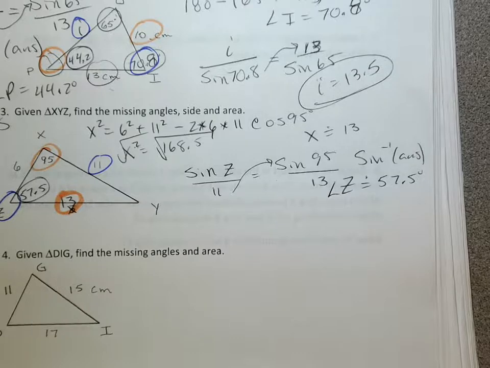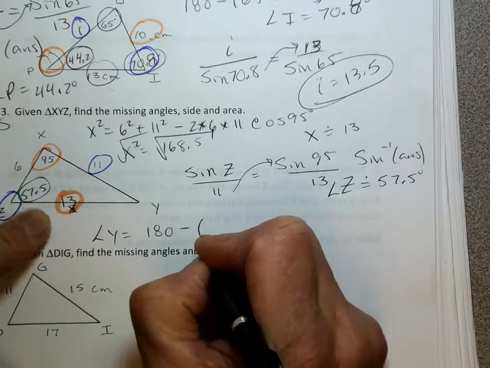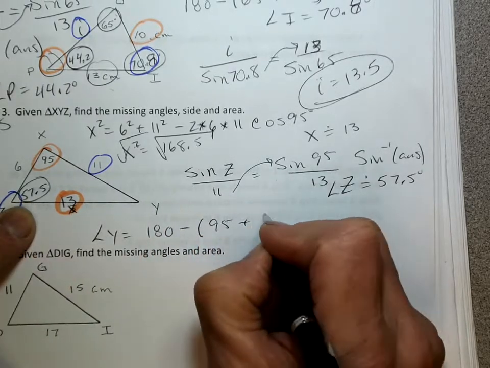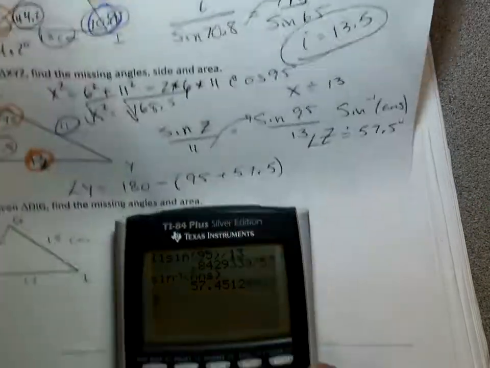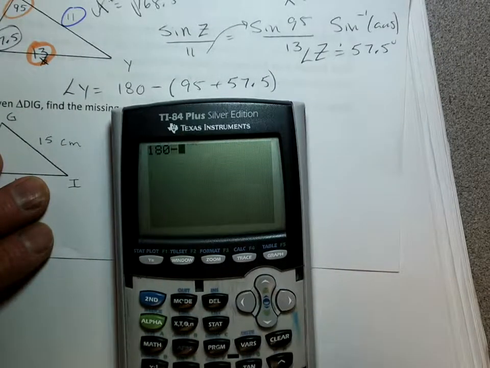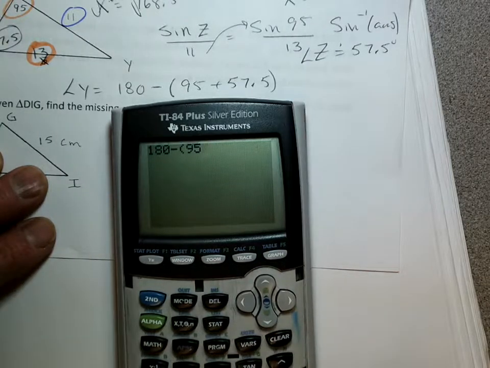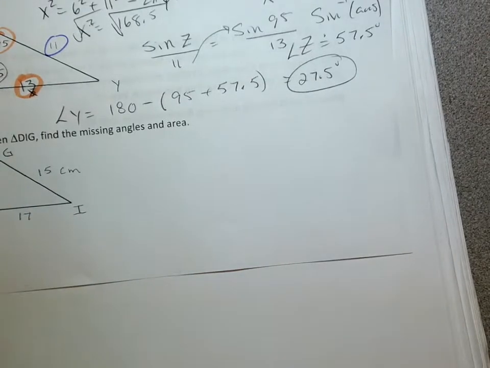We're good? Okay, and then finally, angle Y, easy squeezy, right? 180 degrees in every triangle, right? So to find angle Y is going to equal 180 minus my 95 plus my 57.5. I'm going to use my calculator to get that answer. I'll just go 180 minus parentheses 95 plus 57.5, and I get an answer about 27.5 degrees. Okay. Thumbs up. Okay, good.